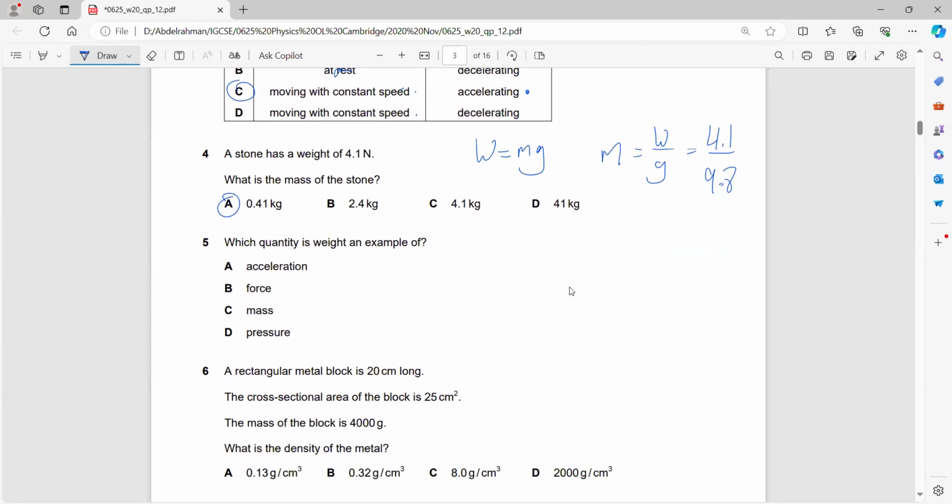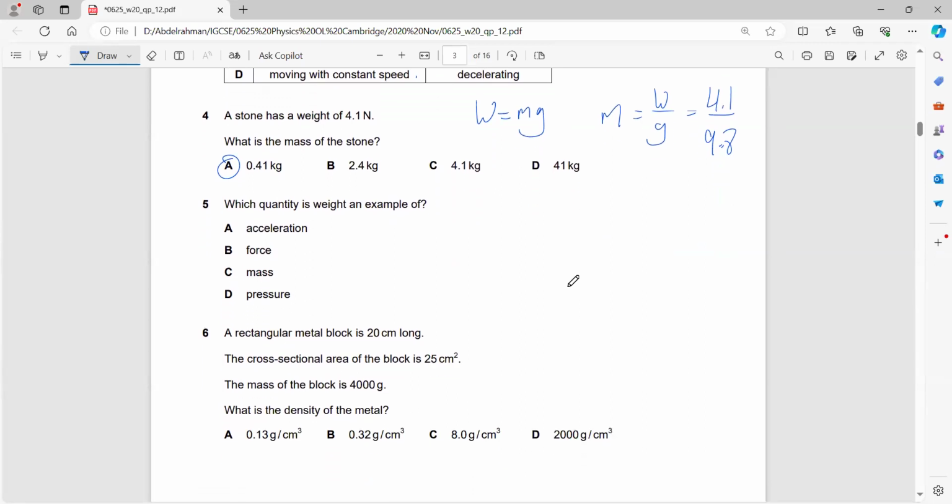Which quantity is weight an example of? Weight is a force. That's why the unit of the weight is newtons.